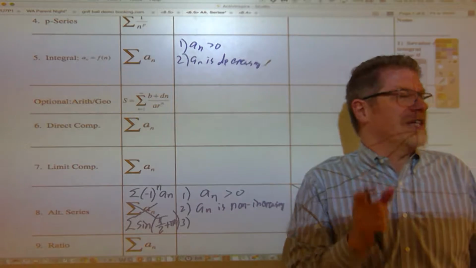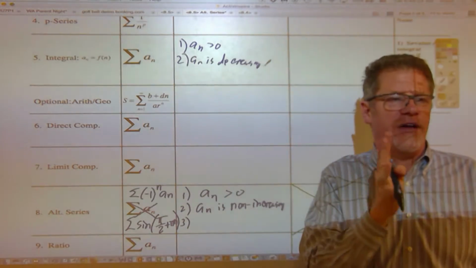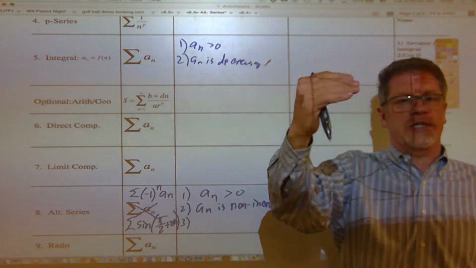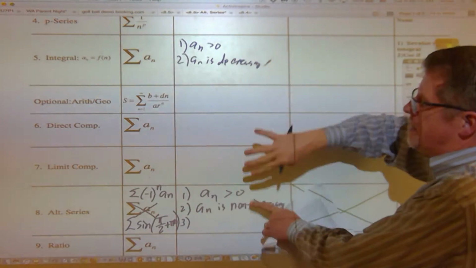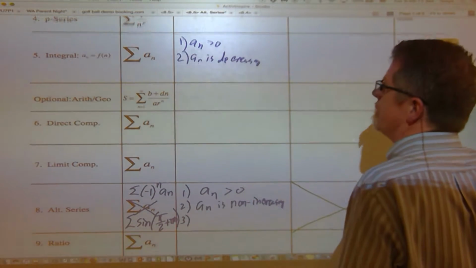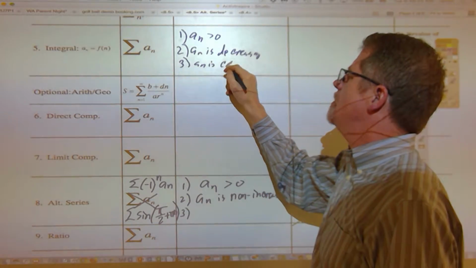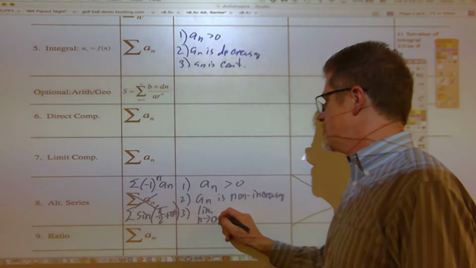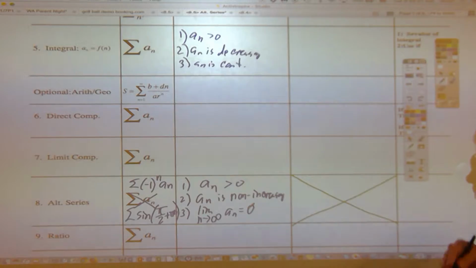Non-increasing is not the same thing as decreasing. If the terms in the series go 5, 5, 5, 5, 5, they're not decreasing, but they are non-increasing. So there's a little bit of a difference here, but so far, the reason I use this sequence of conditions is because it's so similar to the integral test. And up here, number 3 was a sub n is continuous. Here, it's going to be the limit as n approaches infinity of a sub n is 0. Those are the three conditions.